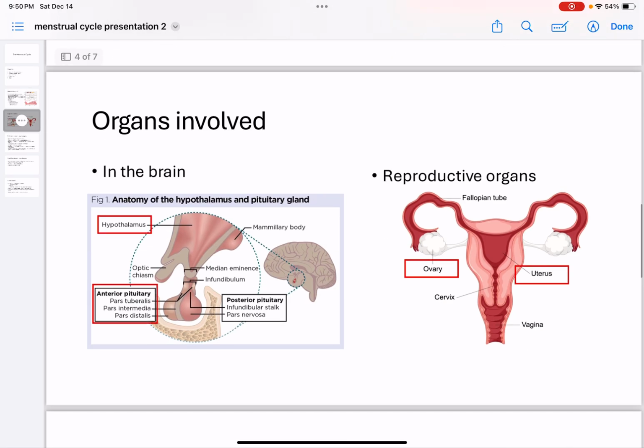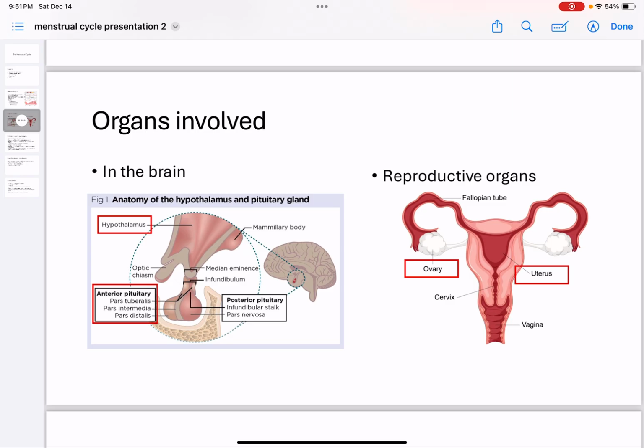So here are the organs that are involved in the menstrual cycle. I've separated them into two main categories. So they're the structures in the brain and then the reproductive organs. So the two main structures in the brain that you have to know are the hypothalamus and the anterior pituitary gland. Both of these structures are involved in the secretion of hormones. And then the reproductive organs. The two main reproductive organs involved are the ovaries and the uterus.